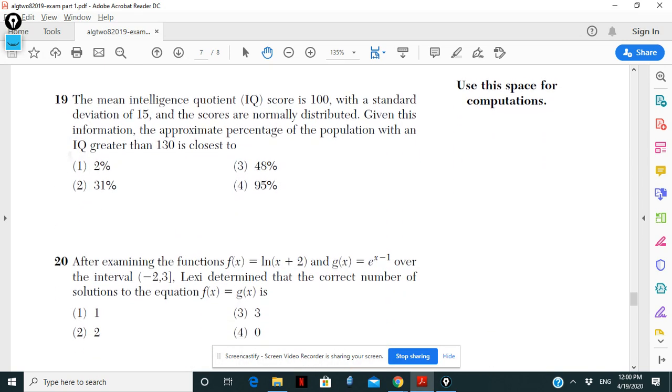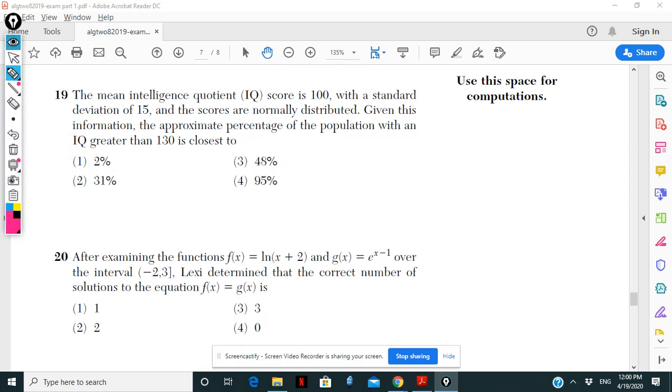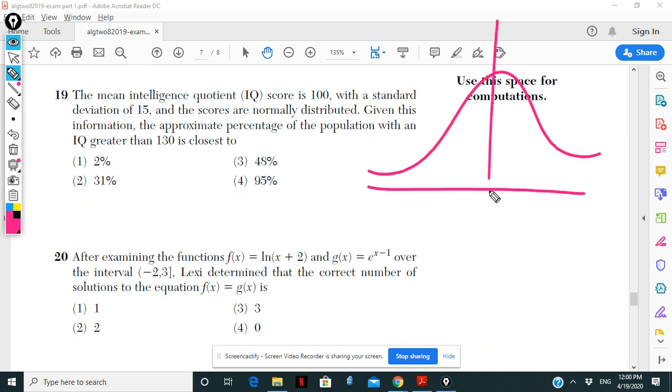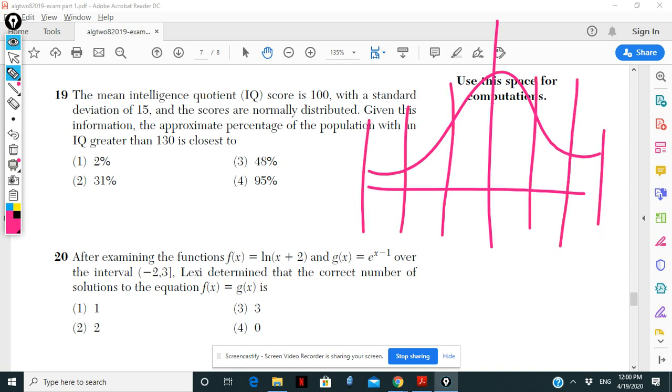Question number 19. The intelligence quotient test score is 100. That's the mean, with a standard deviation of 15. So that's 115, that's 130, that's 145.